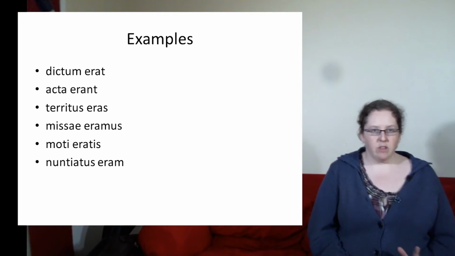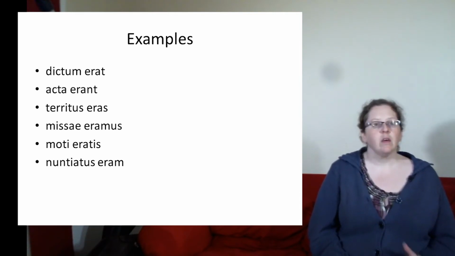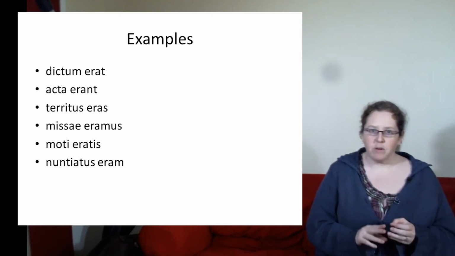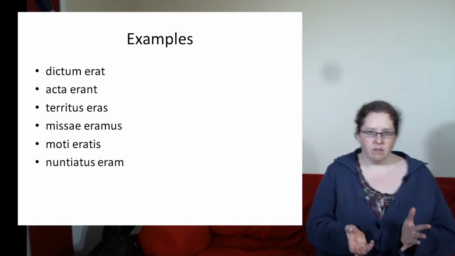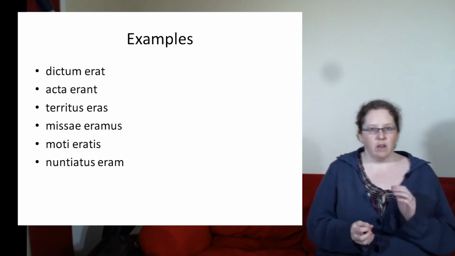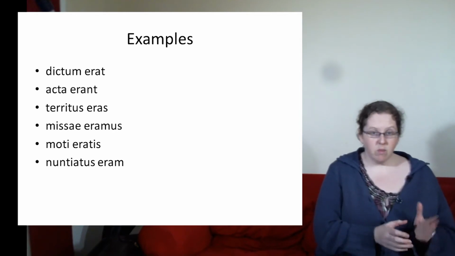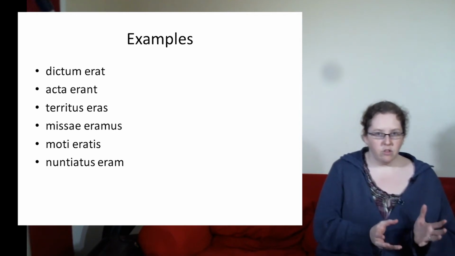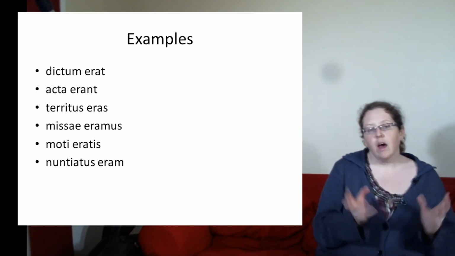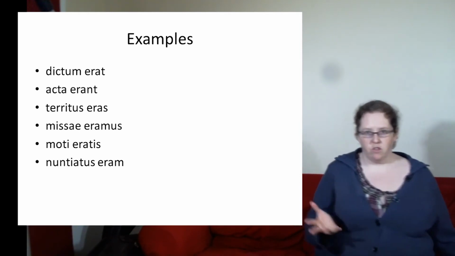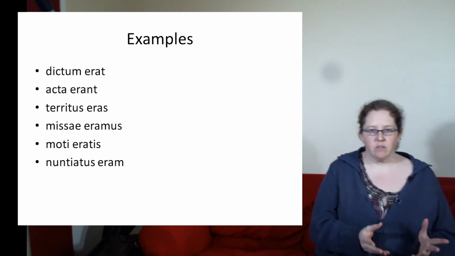Dictum erat, that is our first example. The first thing we want to do is figure out the subject. So we look at erat, and we know that's a third person singular. The T tells us that. Okay, so we know it's a he, she, it. And then we move to dictum. We look at the ending of dictum, it's um. And because we know this must be a nominative, that means we know that this is neuter. Dictum erat, the subject is it.